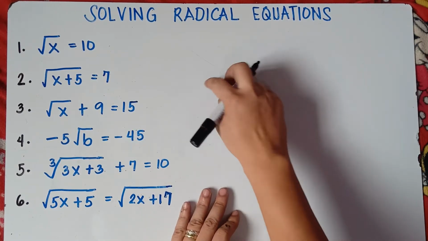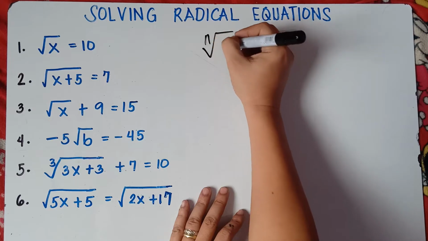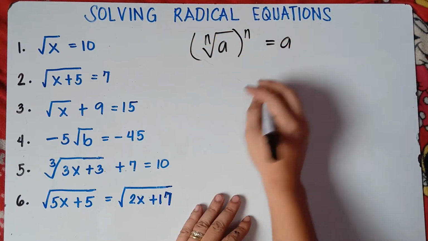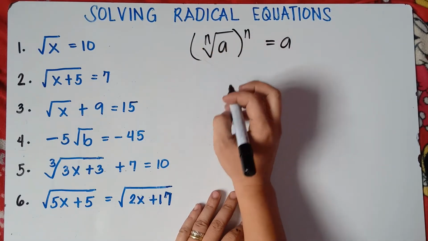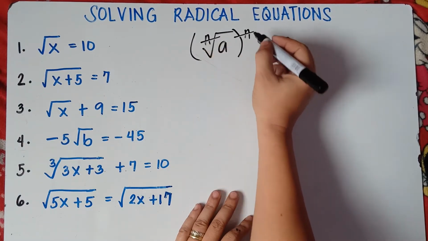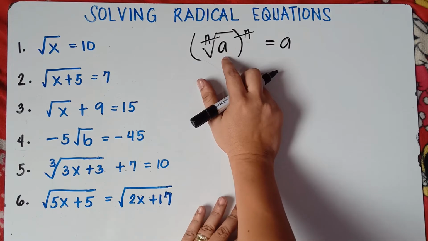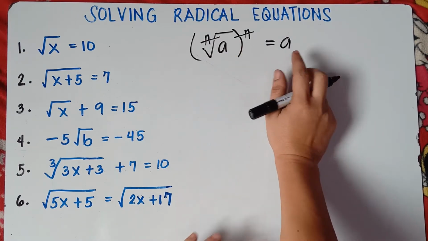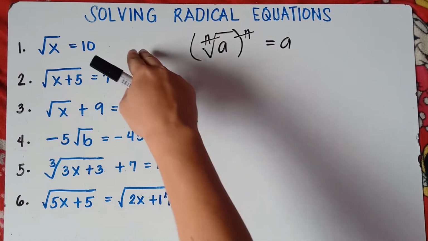of radicals. It says that the nth root of a quantity raised to the power of n, your answer is a. If the index and the exponent are the same, you can simply cancel them out and copy the expression inside the radical symbol, and your answer is a. We will be applying this in our examples.